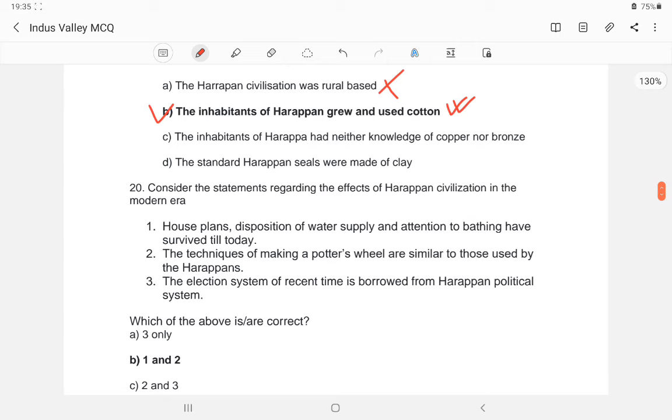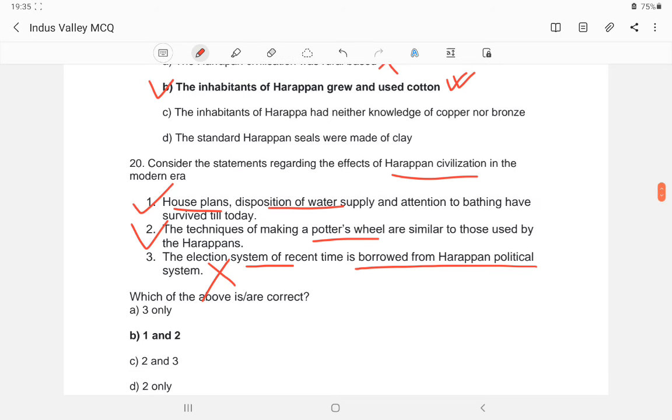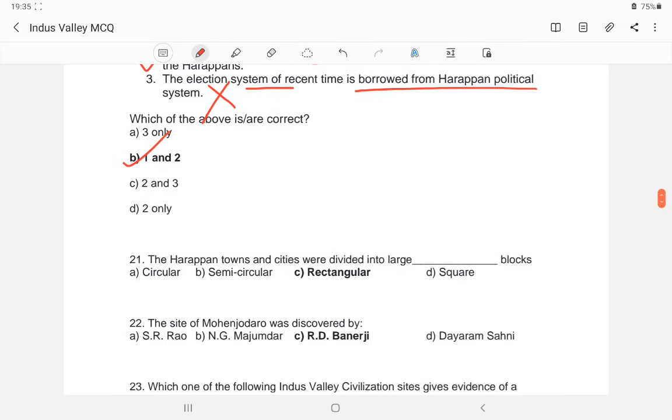Consider the statements regarding the effects of the Harappan civilization on the modern era. House plan, disposition of water supply, these are important. The technique of making pottery is similar to those used by Harappa. The election system of recent times is borrowed from Harappa. The election system was not there; there was a king, which means patriarchy, the king ruled. So the answer is 1 and 2. Answer is 1 and 2.